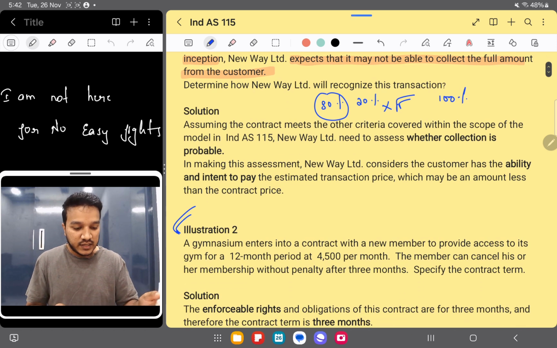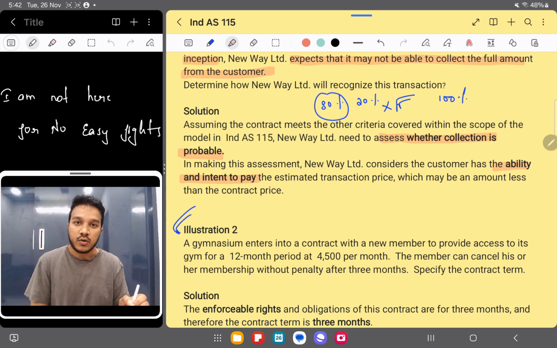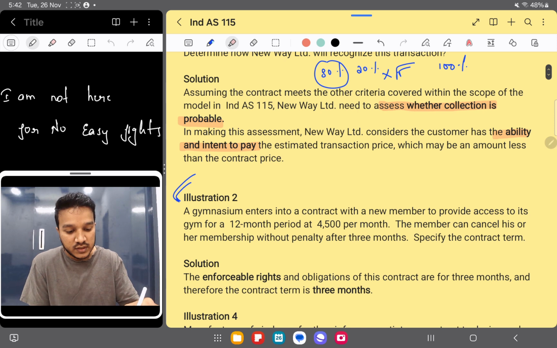Please read this once. The important wording here is that the company will assess whether collectability is probable, and it will also see the ability and intention of the customer to pay the amount, and only then will it recognize revenue. Fine. Now let's go to the second question.